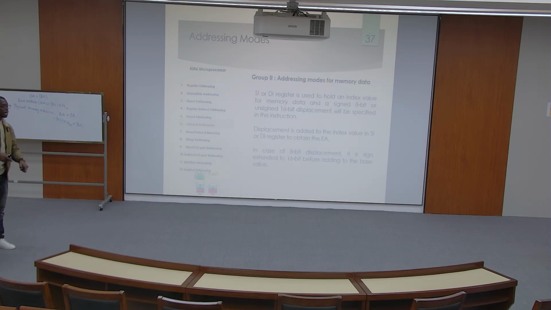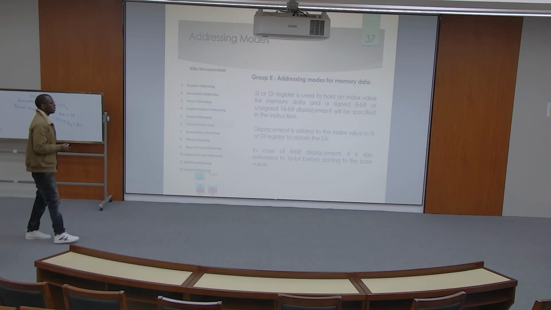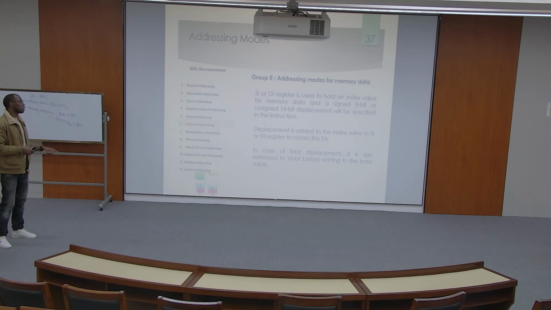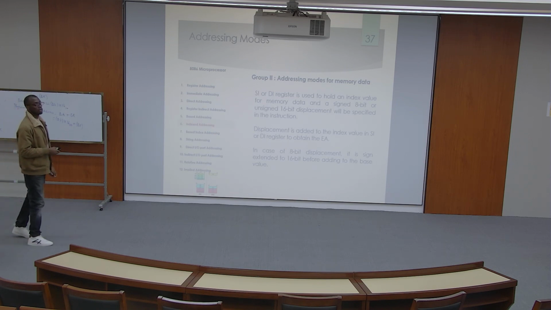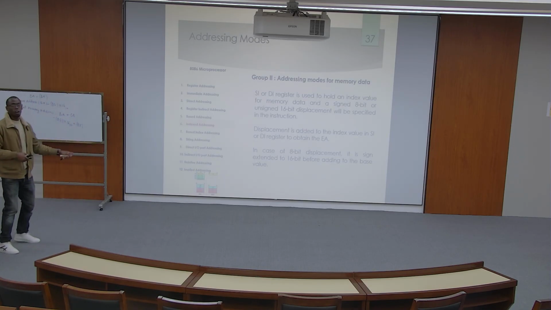Now we have index addressing mode. There we have the source index and the destination index registers, which are being used to hold the index value for memory data. And a signed 8-bit or unsigned 8-bit displacement will be specified by the instruction. Displacement also needs to be added to the index value in the source index or destination index register to obtain the effective address. In the case of 8-bit displacement, we also need to extend it to 16 bits before adding the base value.